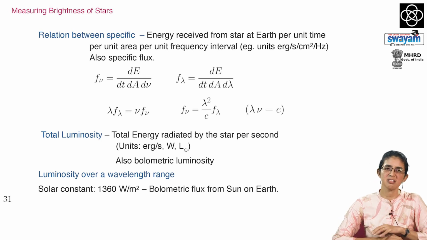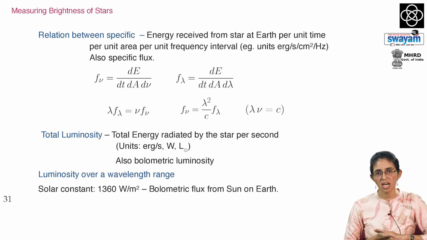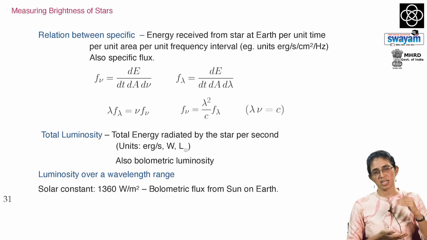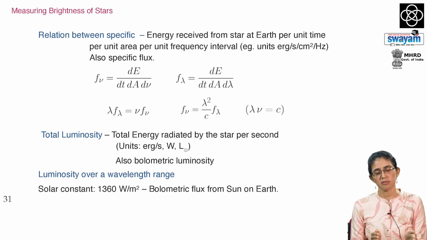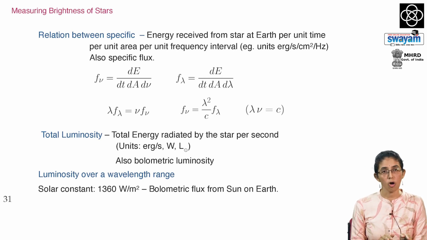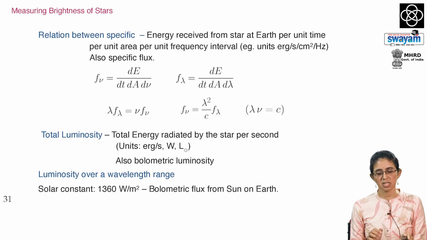That is, if one has a detector of a certain area dA that measures the radiation coming from the star in time dt, and if the detector is actually measuring within a frequency interval d nu, then the flux density, also known as specific flux, is given as dE, which is the energy being received per unit area dA, per unit time dt, per unit frequency d nu.